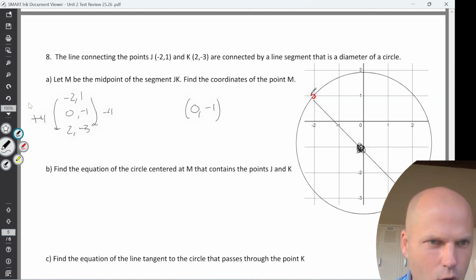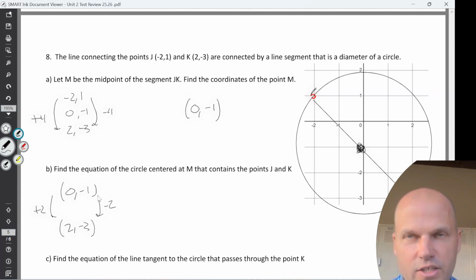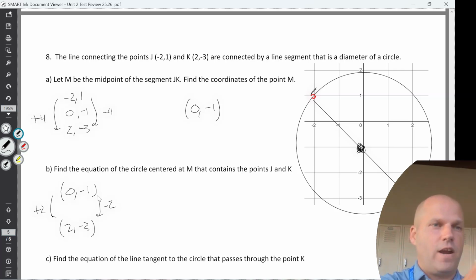So I'm not going to worry about this +4 and this -4. Instead, I know that from the middle to one of my points, I'm going to be plussing 2 and minusing 2. So it ends up being like half of the change. Whatever the change of the diameter was, the radius's change is going to be half of those changes.